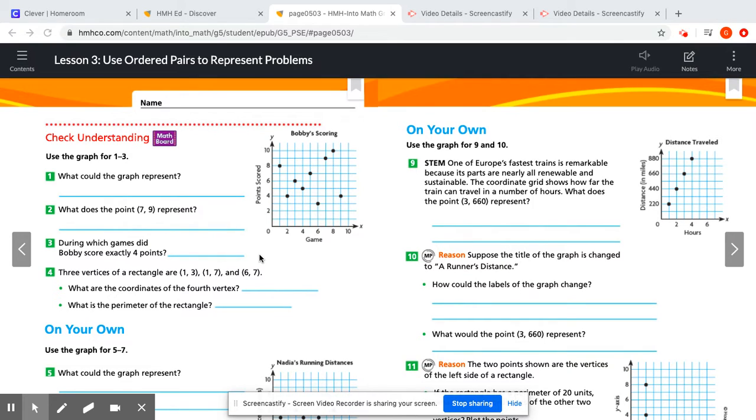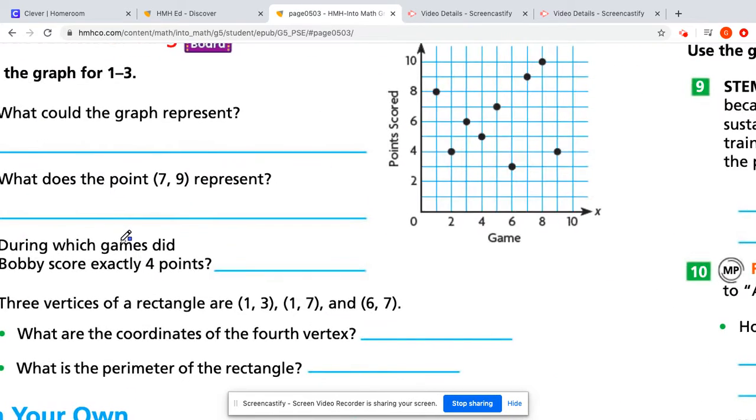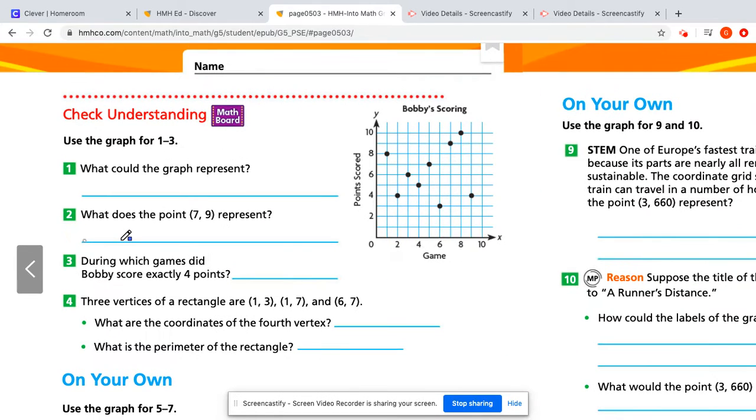Okay, so moving on to page 482. Up here we are working with numbers 1 through 4. Okay, so here we have to look at what the graph represents. So let's look at the labels. On the x-axis, I see it's talking about a game. Here it's talking about points scored, probably for that game. And over here, oh yeah, look, it's talking about Bobby scoring. So this is probably what Bobby is scoring throughout his game.